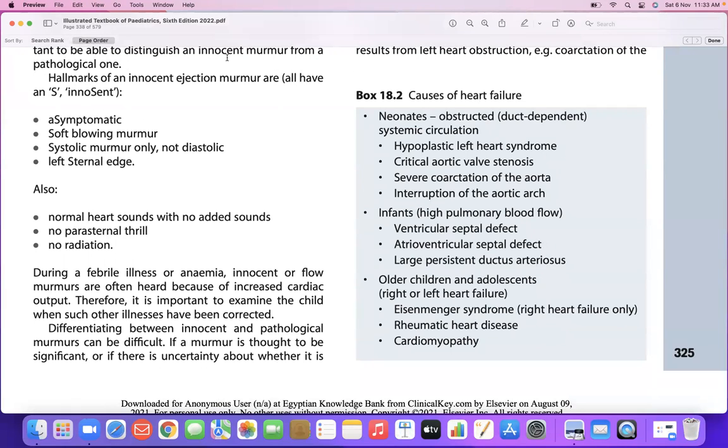Next, we should know the causes of heart failure, depending upon the age. Suppose you have children of different ages in the exam, so you will prioritize which reason you put here. That is why you should know the causes of heart failure.